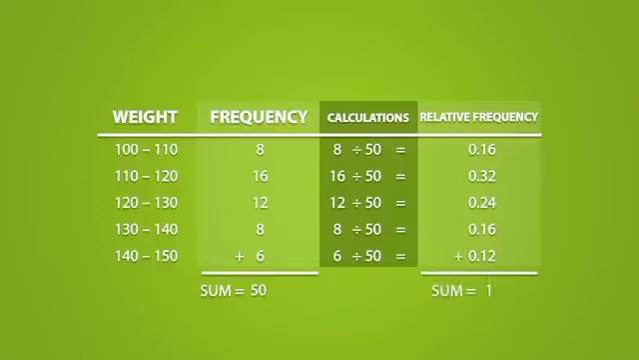The answer should be equal to 1 because we have used a ratio that relates our data to the total amount of data values. Because of this ratio, relative frequencies can be written in percentages. To convert to percentage form, all we do is multiply each value by 100%.